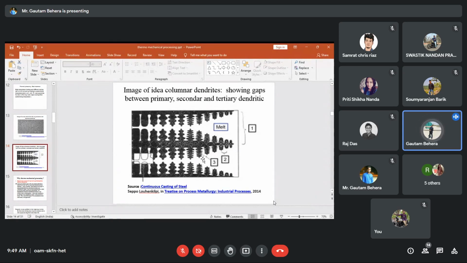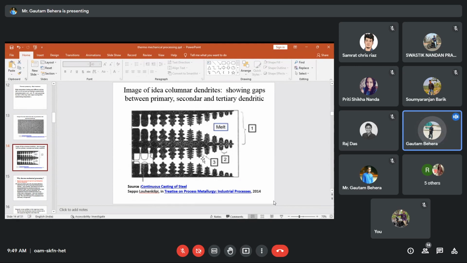Now, what are the problems? After casting, you are getting a dendritic structure. So what is the main problem with the dendritic structure? That is the main question. You people have also gone through the casting subject, I know that. So can you tell me what is the main issue with dendrites?